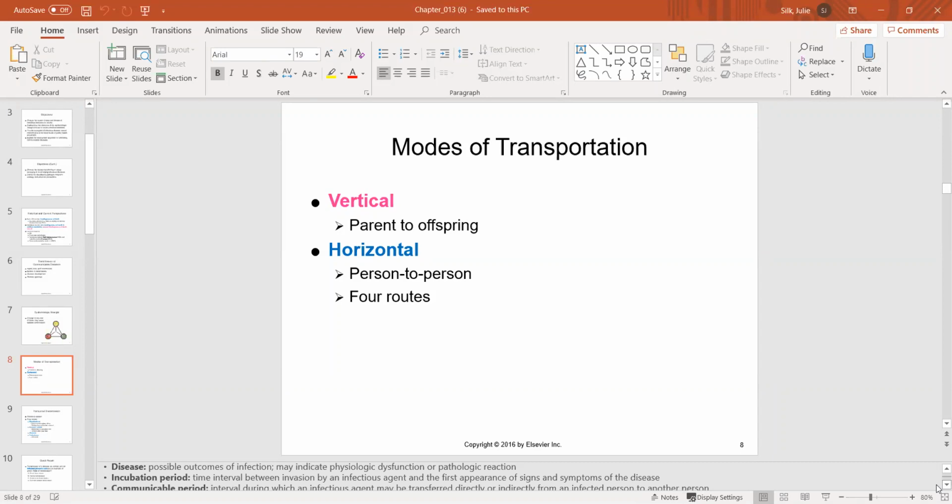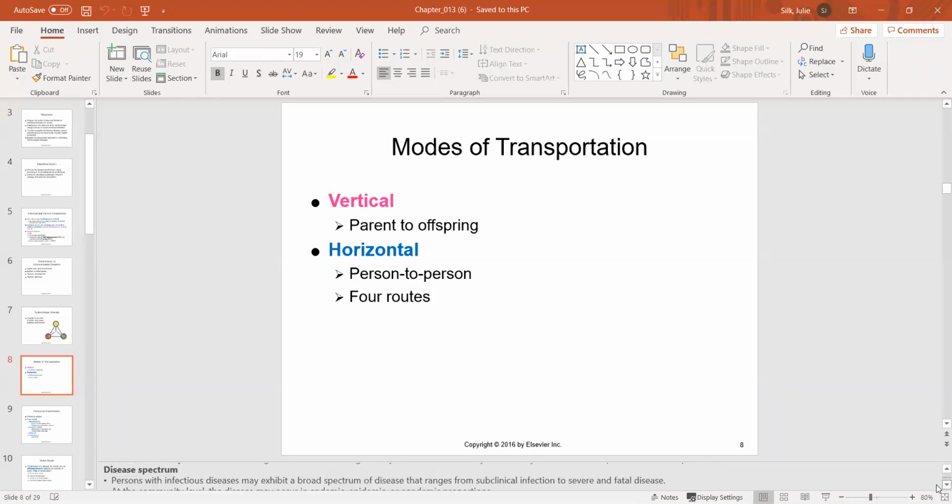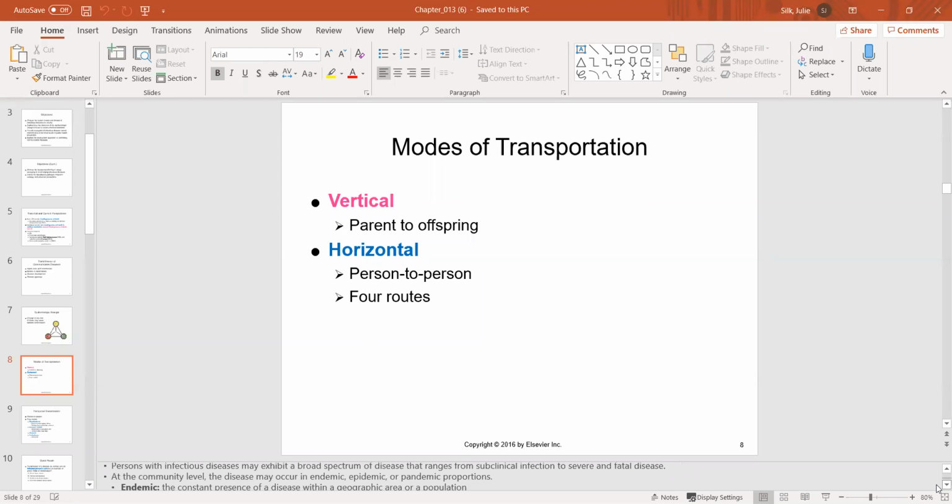And then communicable period is the interval during which an infectious agent may be transferred directly or indirectly from an infected person to another person. So persons with infectious diseases may exhibit a broad spectrum of diseases that range from subclinical infection to severe and fatal. At the community level, the disease may occur in endemic, epidemic, and pandemic proportions.